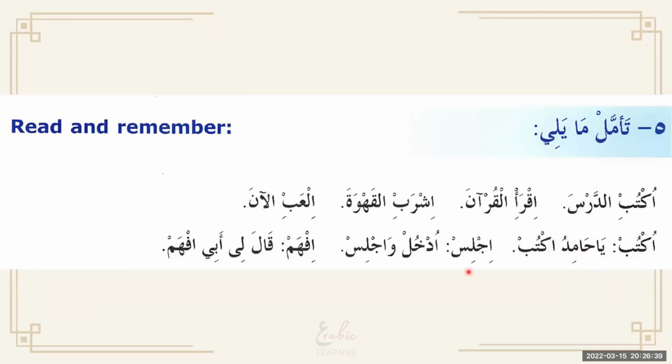O Hamid, write. Same way, ijlis means sit. Udkhul wajlis. You will not say udkhul wa ijlis. That's grammatically not correct. Maybe in practice, you will find that Arabs normally, as they are talking, might be saying that, but grammatically this is not correct. So how will you say udkhul wajlis? You will not say ijlis because there is wa coming before it. It means enter and sit. Ifham. Okay. Qala li abi ifham. Which means my father told me to understand. My father told me understand. Okay, that's what it means.